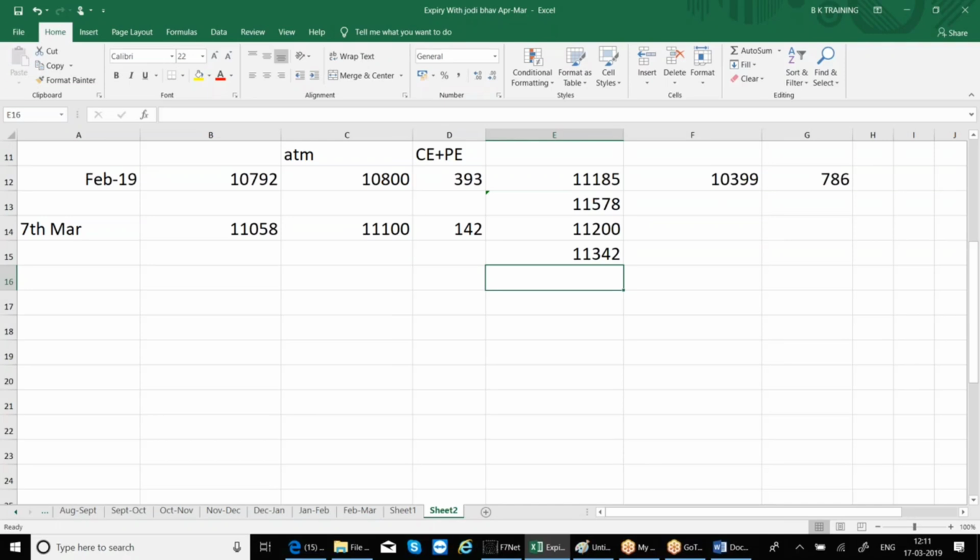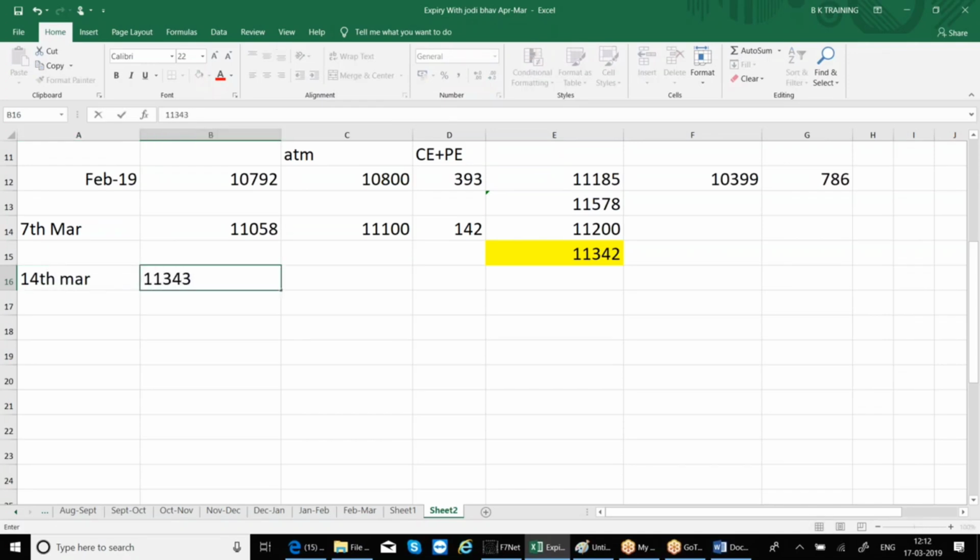So what is this 11342 and it is above this, above my monthly carbon, right? It is above my monthly carbon, above my monthly carbon means I'm expecting what R2 in monthly. Why? Because it is above monthly carbon. What? Weekly. You know where did the expiry happened on 14th of March? Any idea? It happened at 11343.